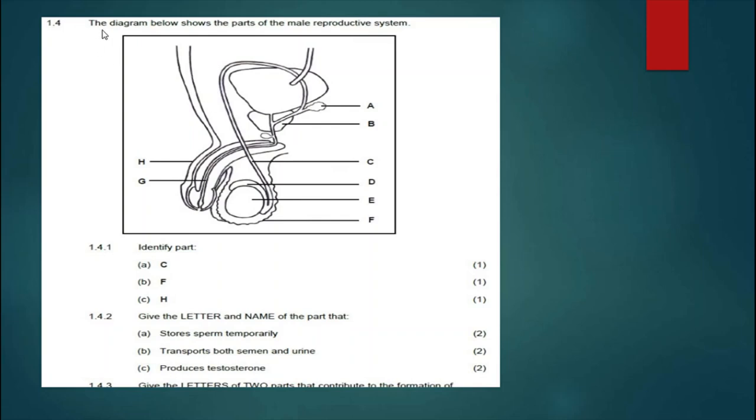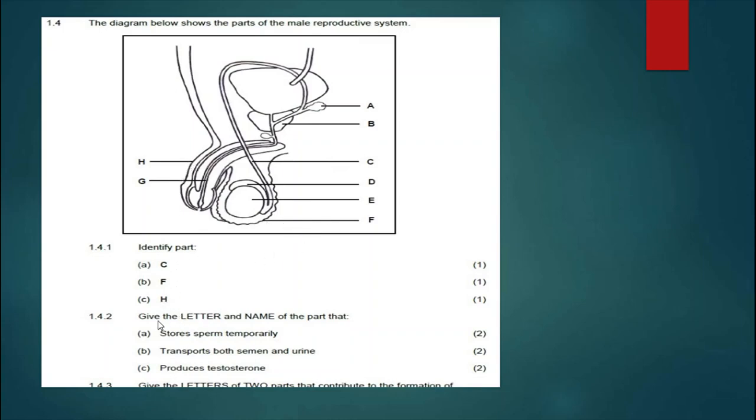It says that the diagram below shows the parts of the male reproductive system. The first question: identify part C. Let's look at part C. Part C is the sperm duct. Now let's look at part F. Part F is the scrotum. Part H is the penis.